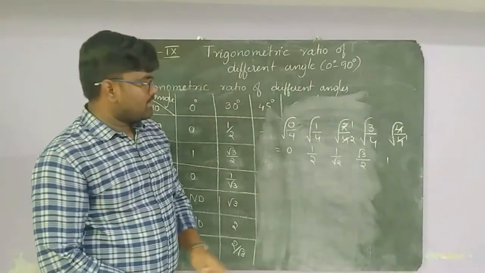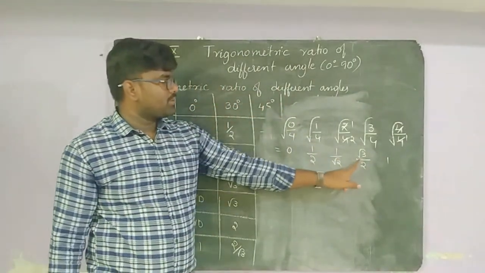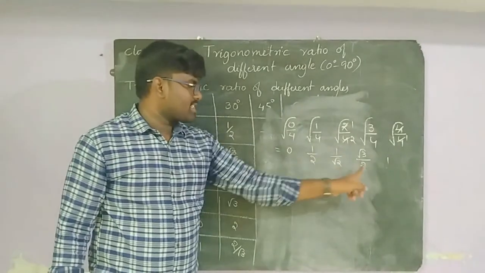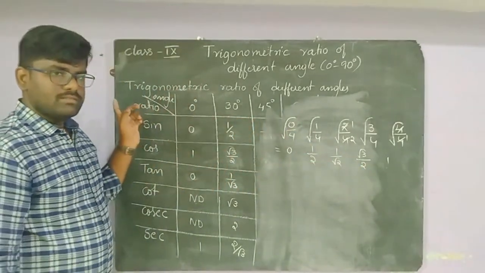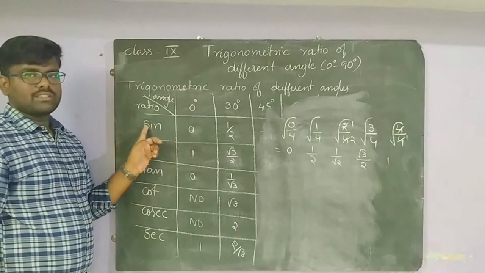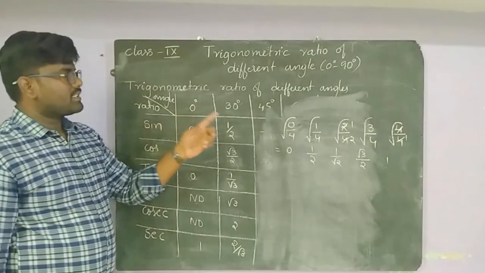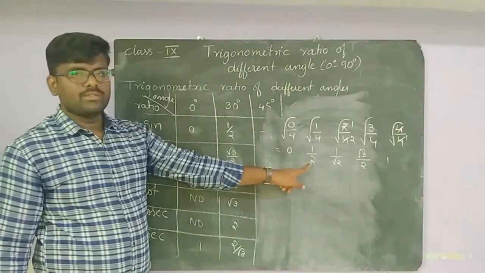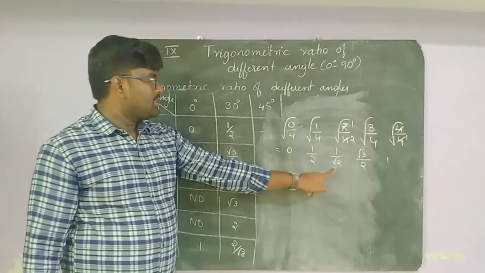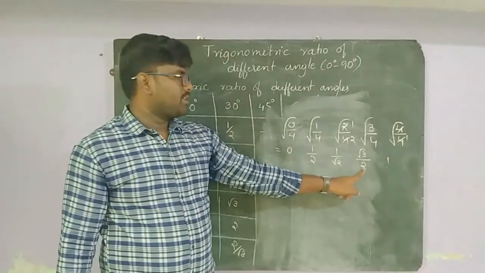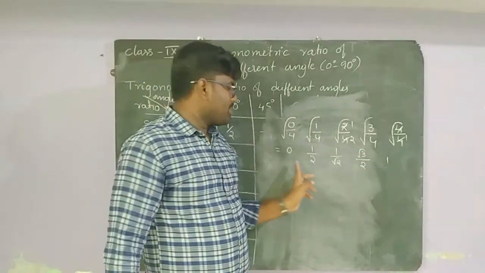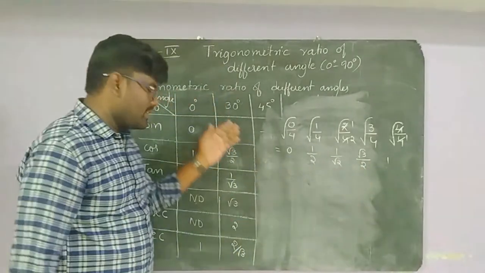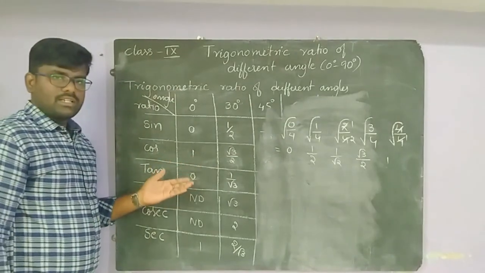Just see here: 0, 1 by 2, 1 by root 2, root 3 by 2, 1. This is nothing but the first row of trigonometric ratios of 0 degrees, 30 degrees, 45 degrees, 60 degrees and 90 degrees. Sin 0 is 0, sin 30 is 1 by 2, sin 45 is 1 by root 2, sin 60 is root 3 by 2, sin 90 is 1. When you remember this row, then we can write all the rows.